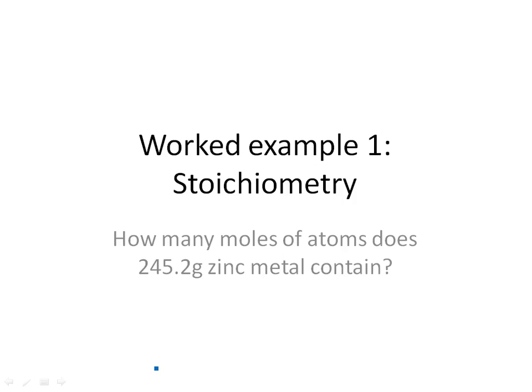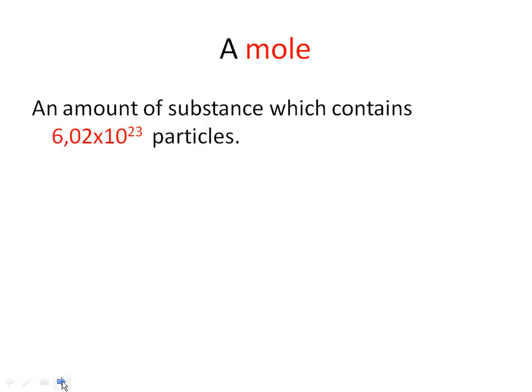How many moles of atoms does 245,2 grams of zinc contain? What is a mole? A mole is an amount of substance which contains this many particles. This number, 6,02 times 10 to the power 23, is called Avogadro's number. And if you have that number of particles, you have a mole of those particles.